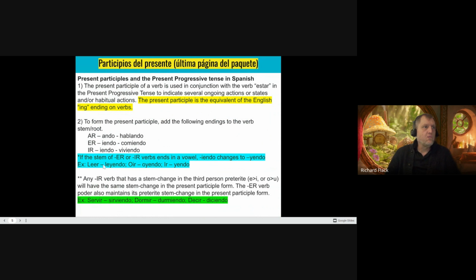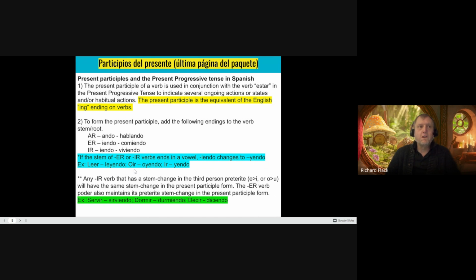Note, so on your sheet, you have this note. You might want to highlight it. If the stem of an ER or an IR verb, so not the ARs, just the ER or IR verbs, ends in a vowel, instead of putting iendo, I-E-N-D-O, we're going to put yendo, Y-E-N-D-O. So for example, the verb leer, if I take off my ER, that leaves me L-E. The end of the root is a vowel. So instead of putting iendo, I'm going to put a Y, leyendo.